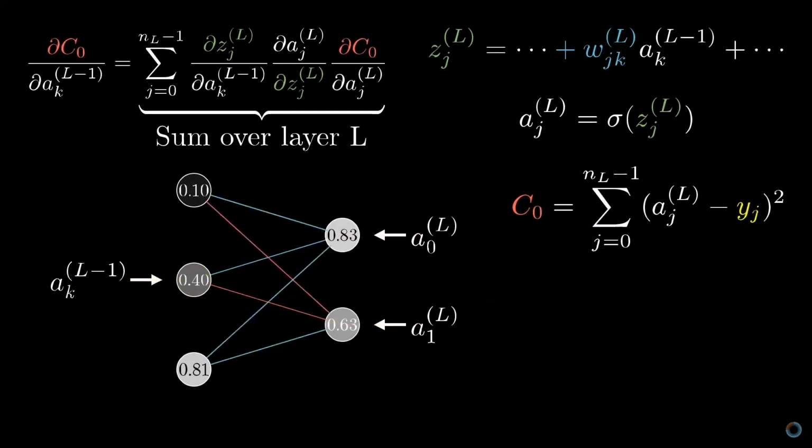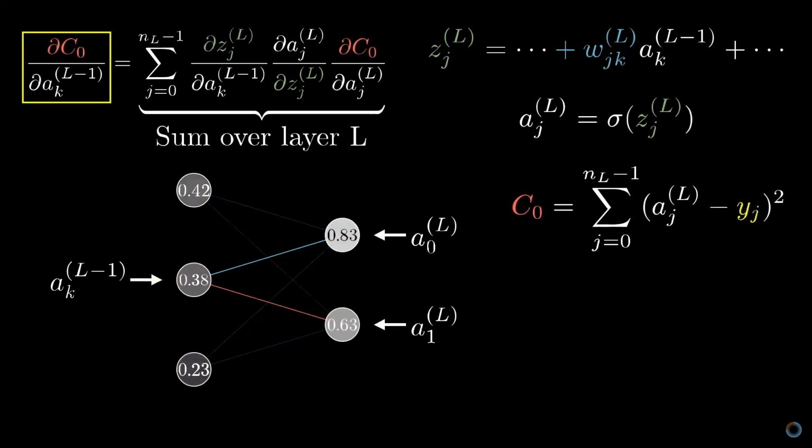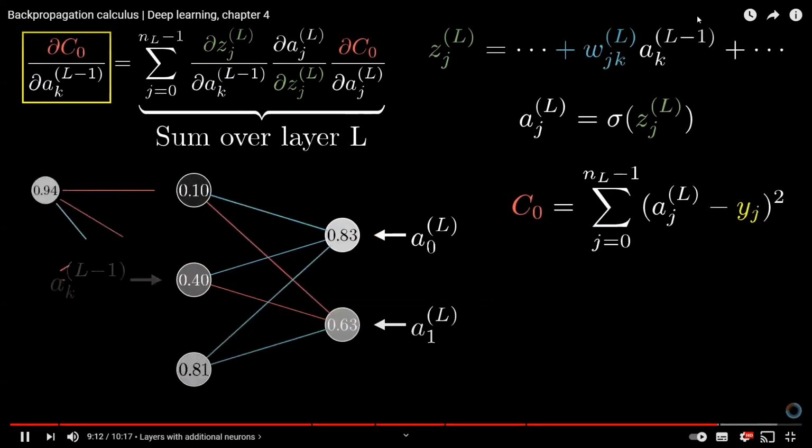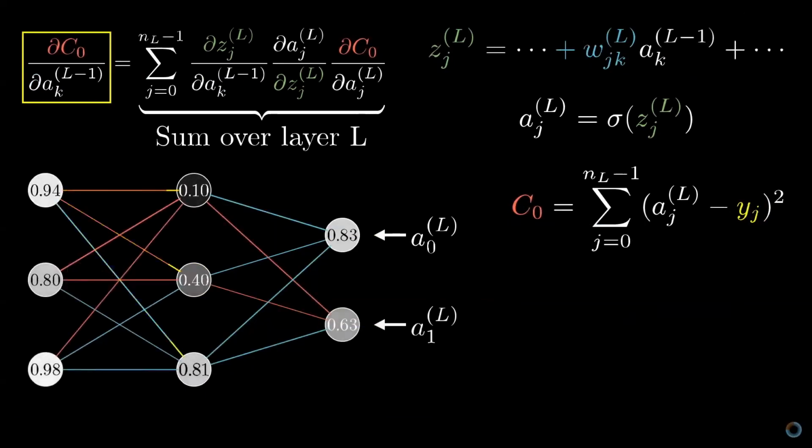And that, well, that's pretty much it. Once you know how sensitive the cost function is to the activations in this second to last layer, you can just repeat the process for all the weights and biases feeding into that layer. So pat yourself on the back.